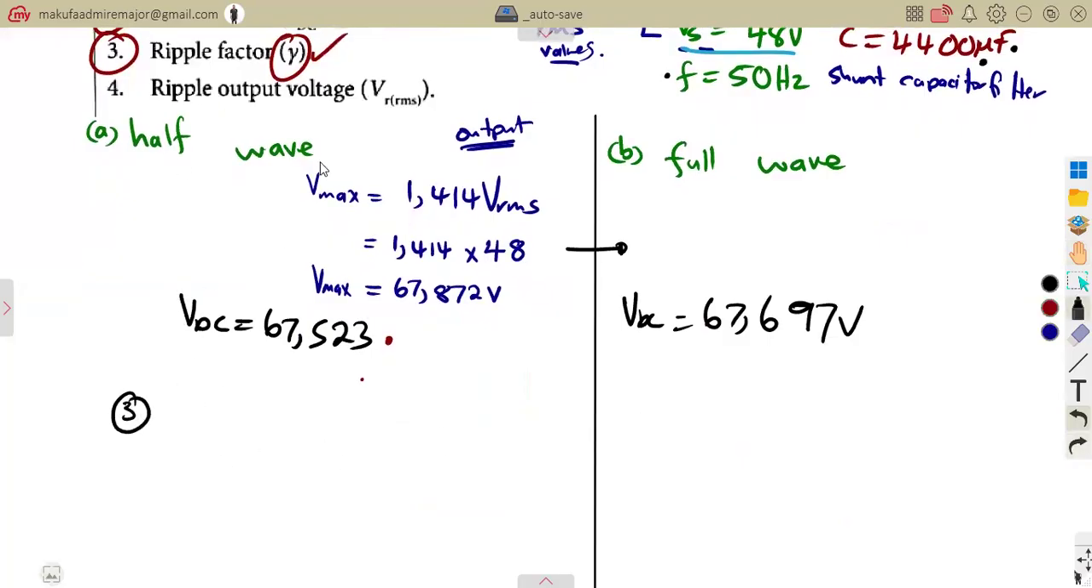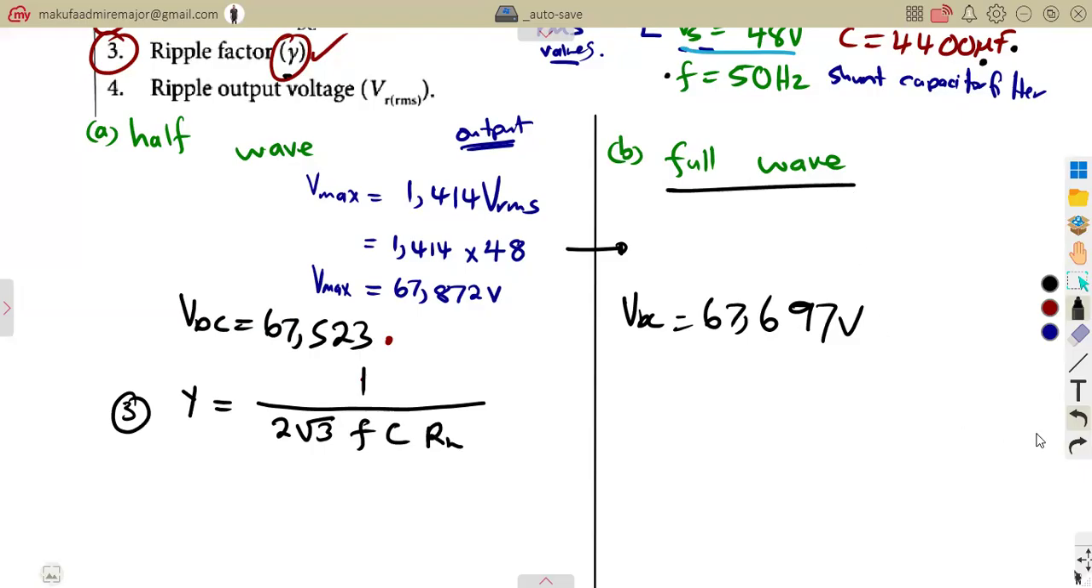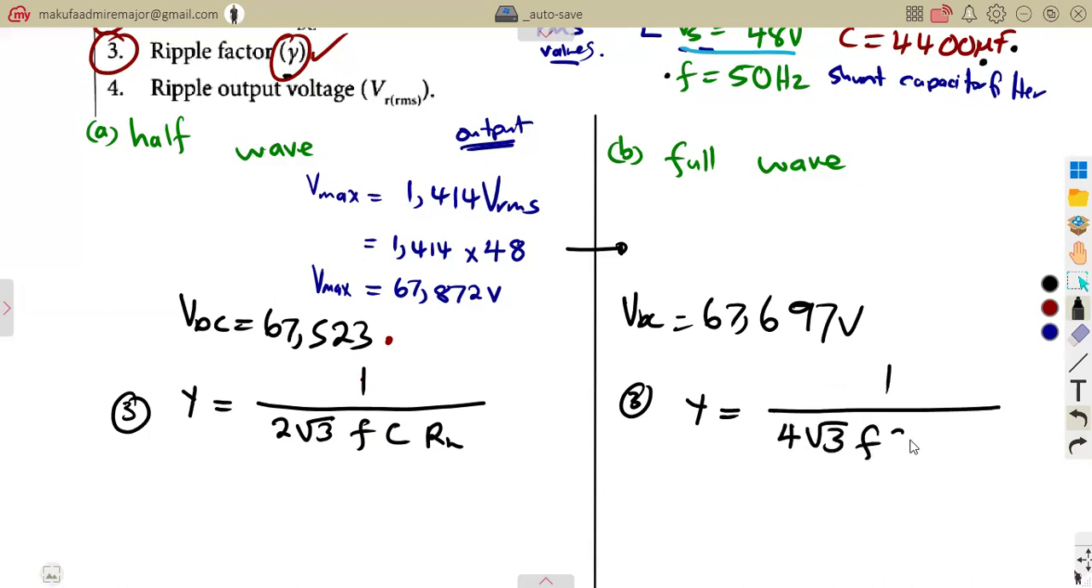So our ripple factor is given here. They are using the letter gamma. So gamma is equal to what? On a half wave, we saw this is 1 over 2 square root of 3 times the frequency, the capacitance, RL. When it is a full wave, we are going to have our ripple factor as gamma equal to 1 over 4 square root of 3 times the frequency, capacitance, RL. So there are different formulas in that case.